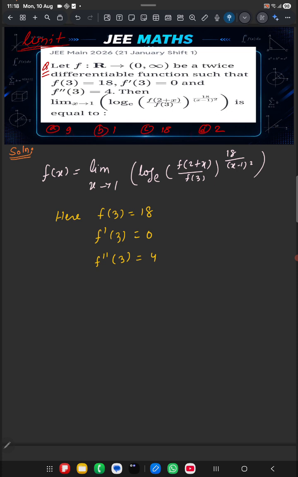So you have the given expression like this, where the limit x tends to 1 of log base e of [(f(2+x)/f(3)) to the power 18/(x-1)^2], and f(3) is 18, f'(3) is 0, f''(3) is 4. You have to find this value. Okay, this is to be found out. Let us see, very easy question.